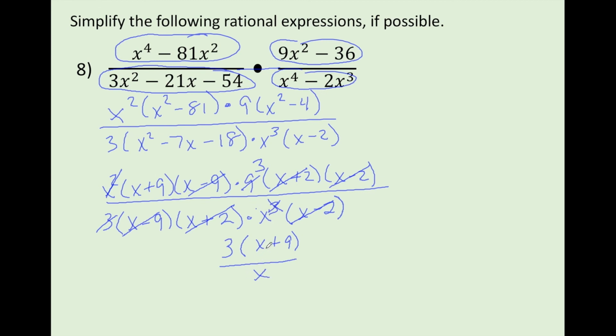This x cannot go into this x plus 9 because this x plus 9 is inside of parentheses. That's one term. X is one term down here. Can't bring it into there.